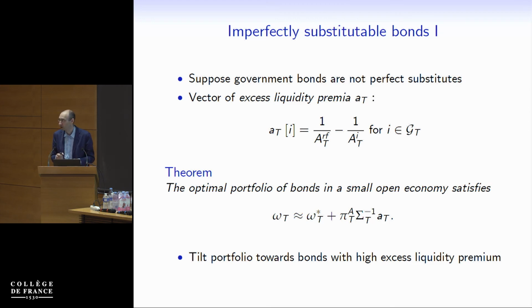Now, what happens if government bonds are not perfect substitutes? Then what shows up is this extra term, which is a vector of excess liquidity premium, little x, which is the difference of the liquidity premium on the short bond and the liquidity premium on, say, a 5-year bond. The optimal portfolio of bonds looks like the portfolio I showed you plus an extra term proportional to this little a. Relative to the portfolio I showed you before, if your bond has positive excess liquidity premium relative to the short bond, you want to have more of that, and vice versa. We estimated these things in the data.